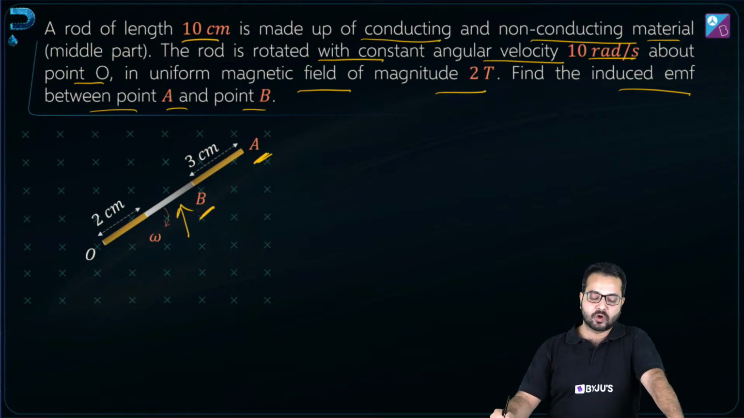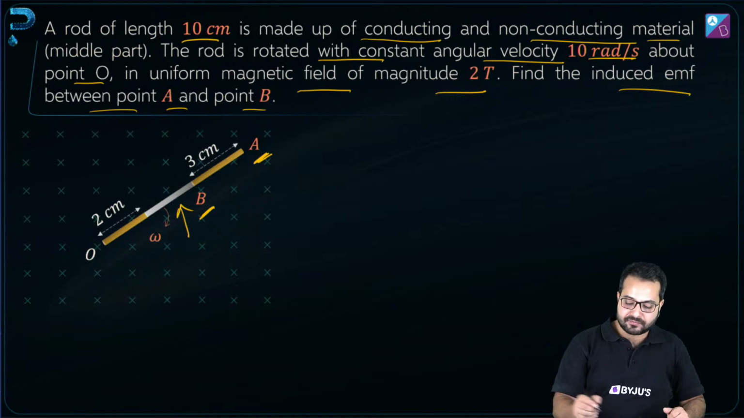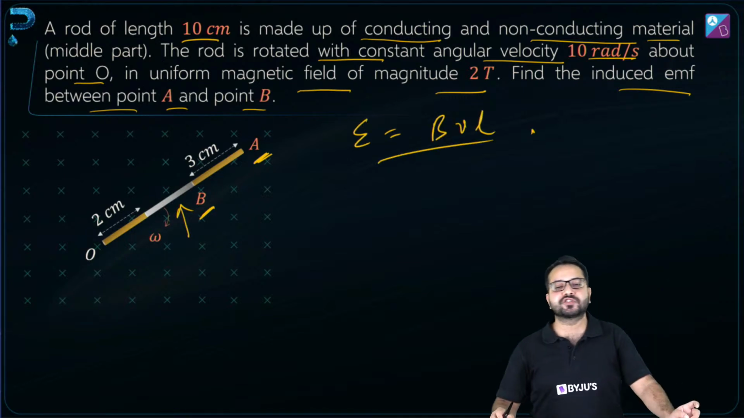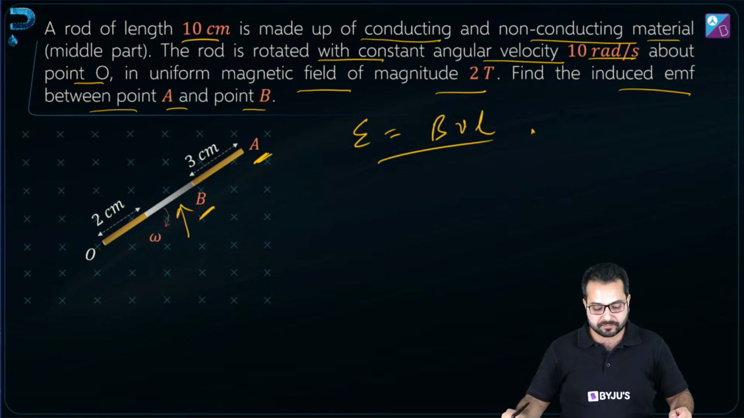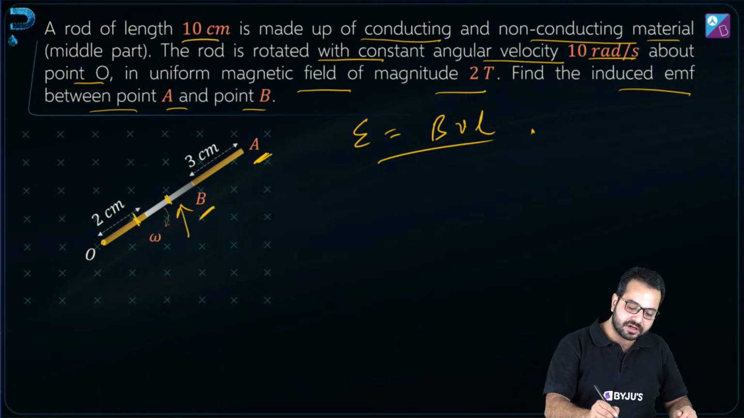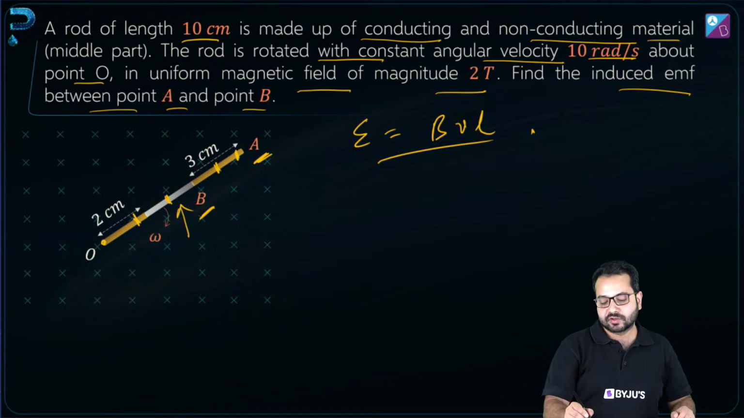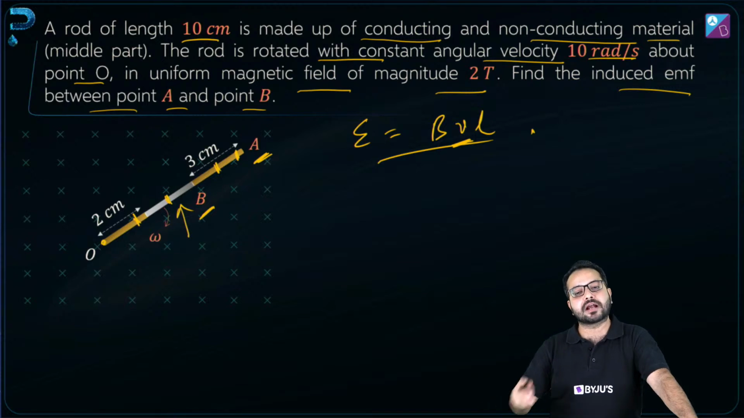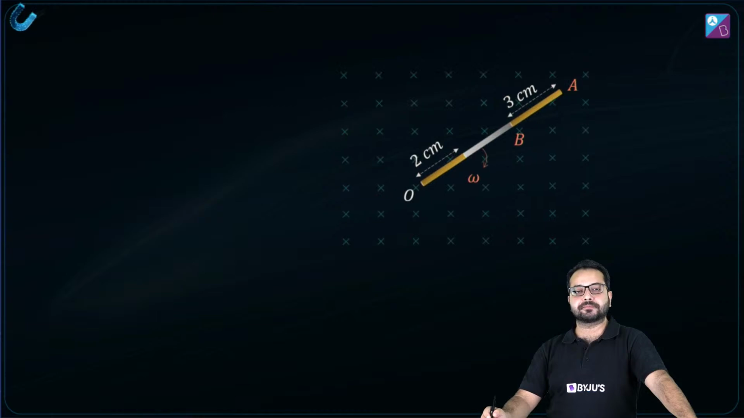Integration. The reason is that for a rod, the EMF induced is BVL. But in this situation, when the rod is rotating, different points have different velocities. So this velocity V is not constant, and we cannot directly write a formula for this. What we'll have to do is break this rod into small pieces, find the EMF across those small pieces and then add them up. That's the way to go about it.